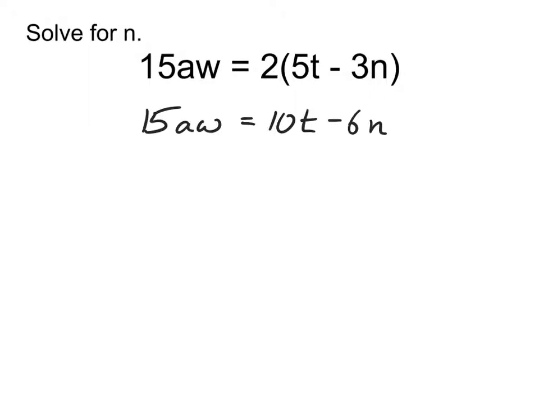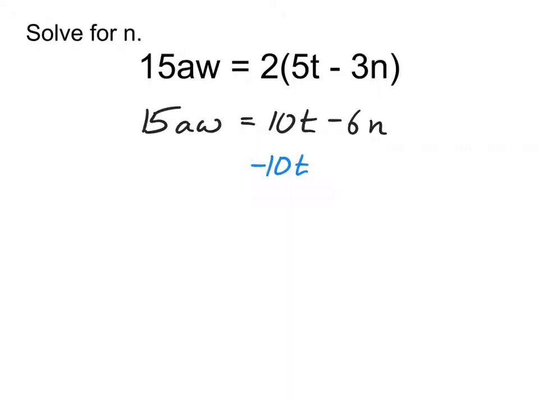So I got rid of my parentheses. Having done that, I now am just trying to figure out how do I get the n by itself. Well, you notice the things that are in the way of that are the 10t and the 6. The 6 is being multiplied, so I'm actually going to save that, and I've got to get rid of the 10t. Well, if I'm going to be getting rid of 10t from this side, what operation am I going to do with the 10t?